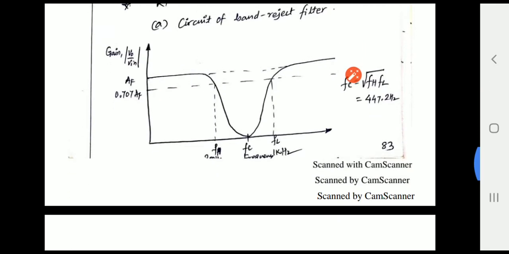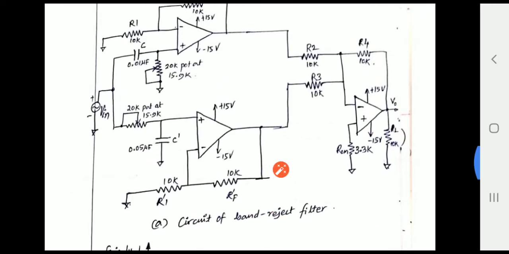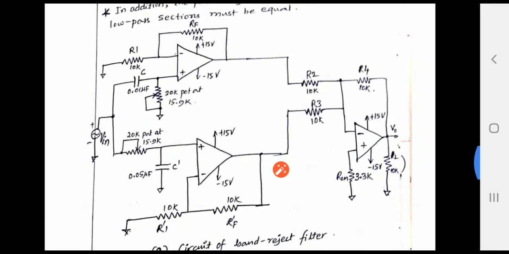The condition is like this: the value of FH of the low pass filter needs to be smaller, and the value of FL of the high pass filter needs to be larger. That's one scenario which is different from other filters. Now, how does this circuit work? Here this is a high pass filter, this is a low pass filter, and this is a summing amplifier.